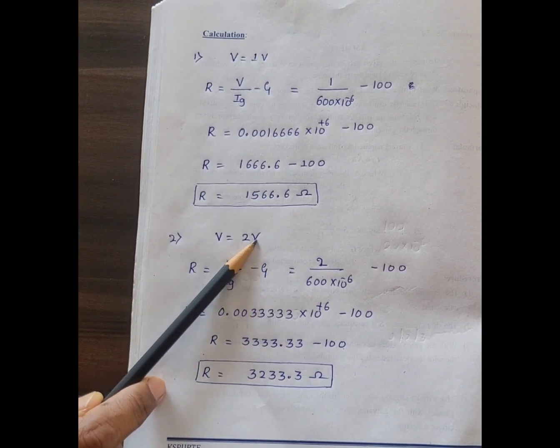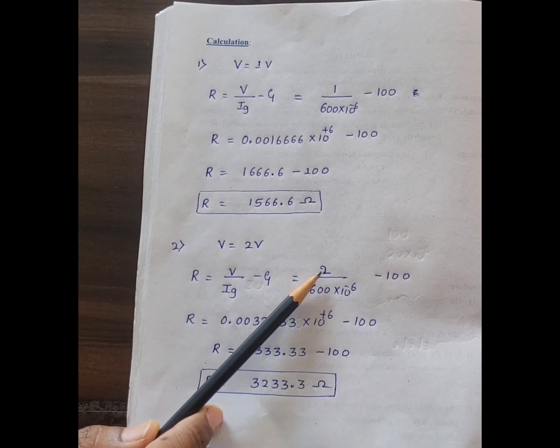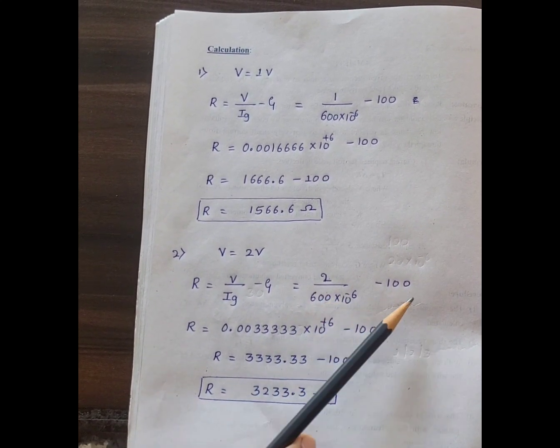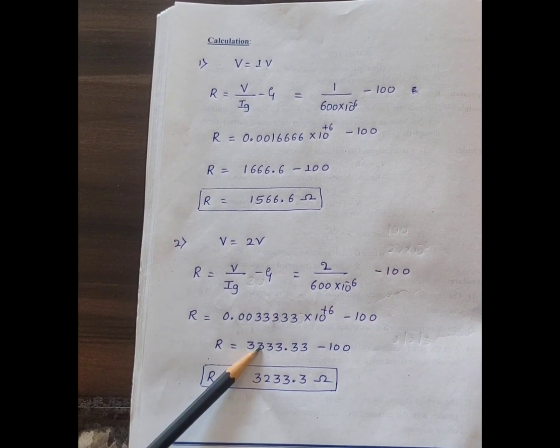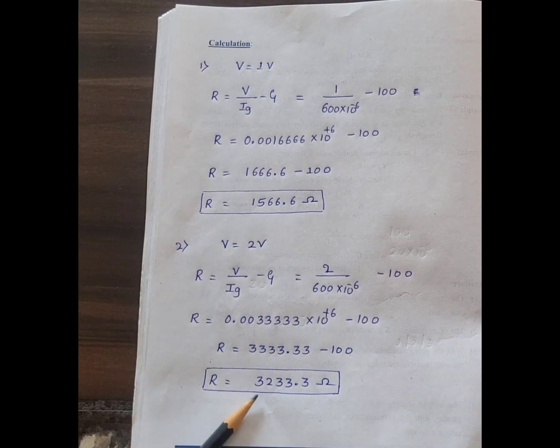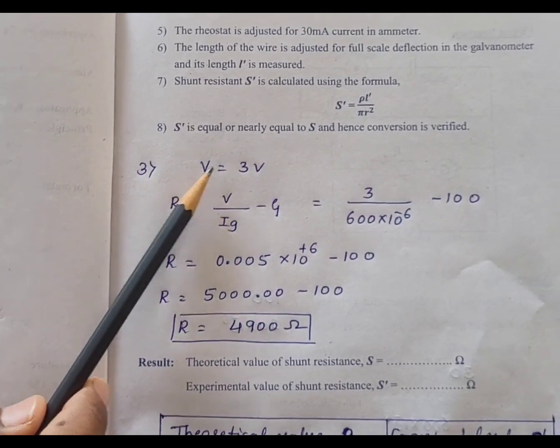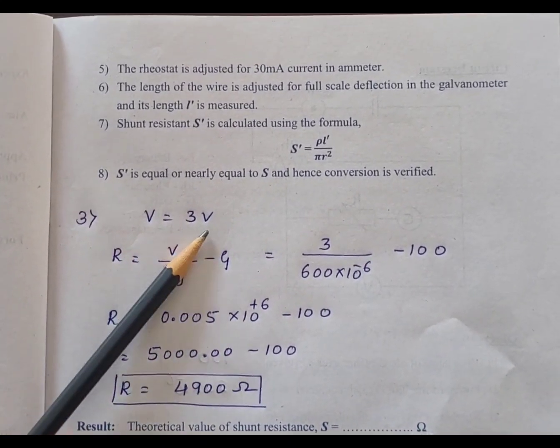The same procedure we can follow for 2 volt. Voltage V equal to 2 volt, same substitution here. So in place of V, 2 divided by 600 into 10 raised to minus 6, minus 100. After calculation, R value becomes 3233.3 ohm.